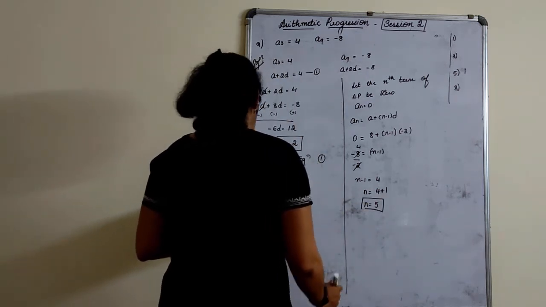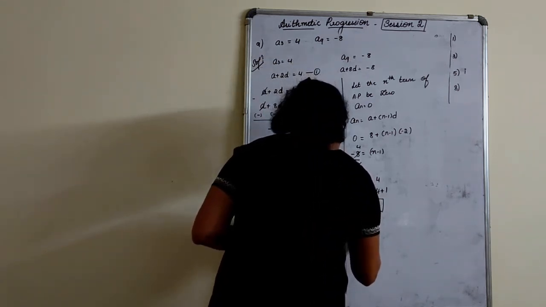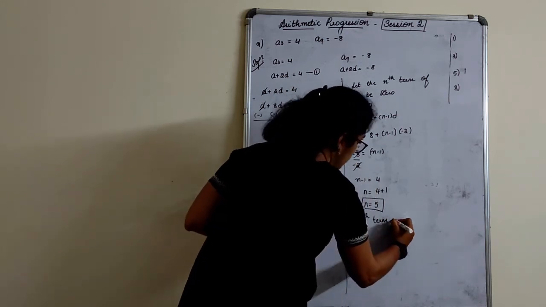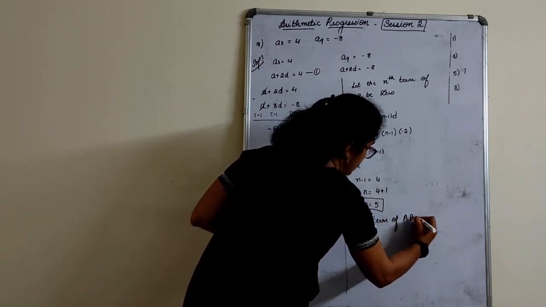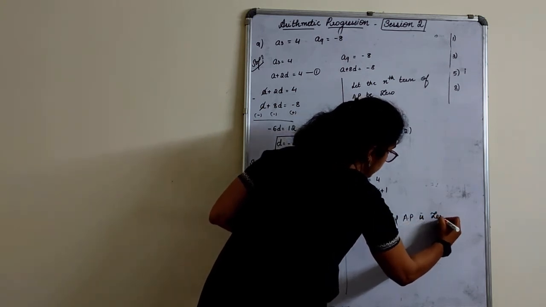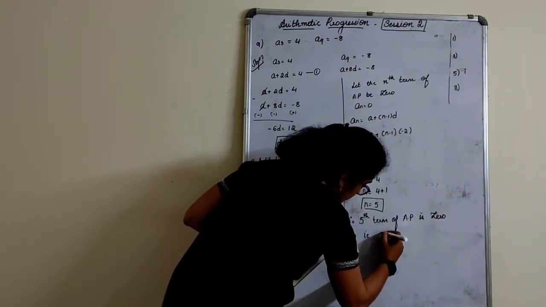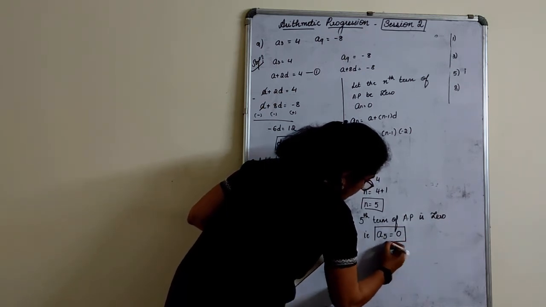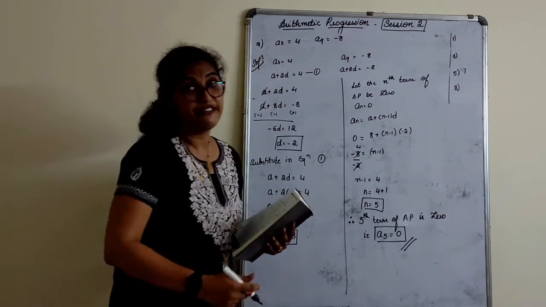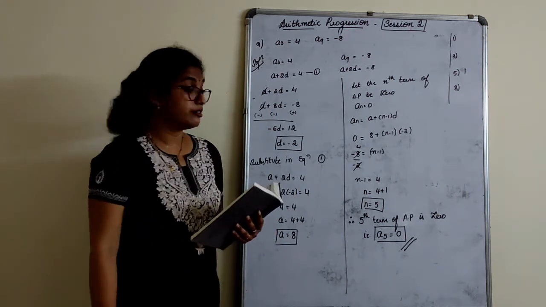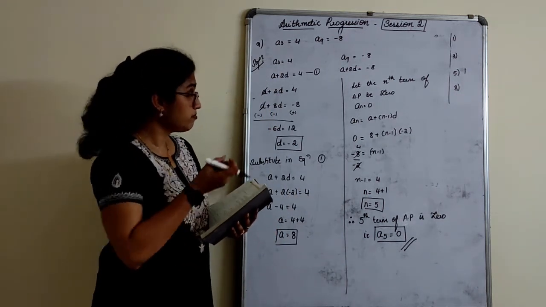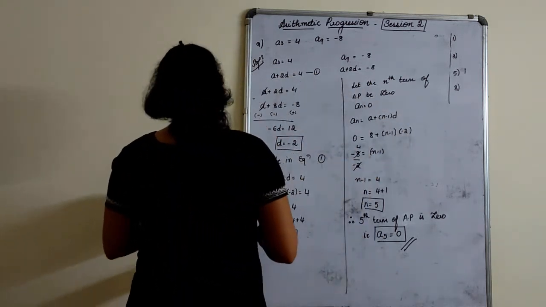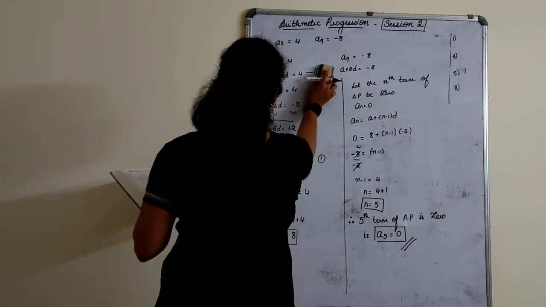What does this tell us? And therefore, the fifth term of the AP is 0. That is, A5 is equal to 0. Verify and see if you want. Put the value for A5 as A plus 4D. Substitute and see. You will get 0 as an answer. Right? So, quickly we'll find the next one.